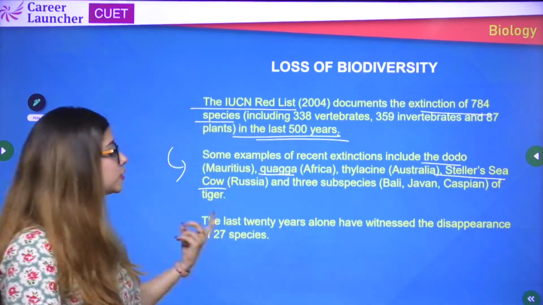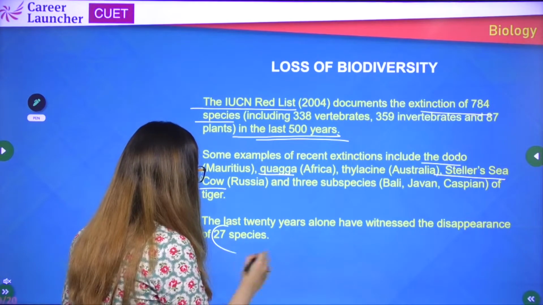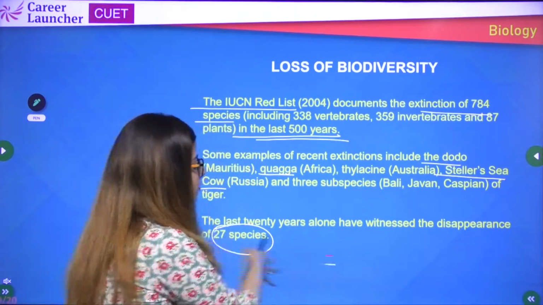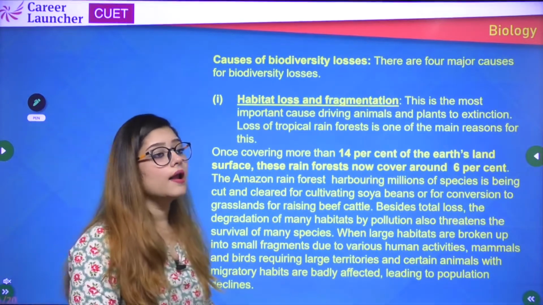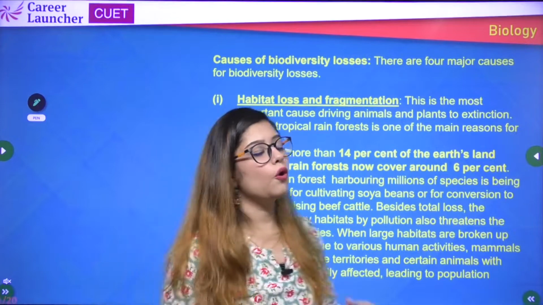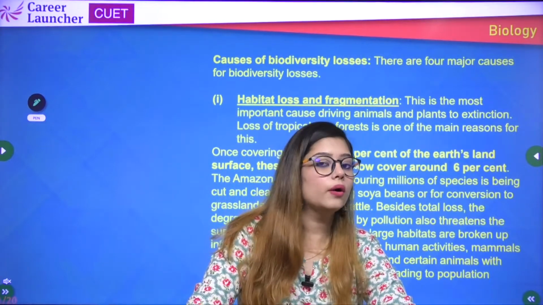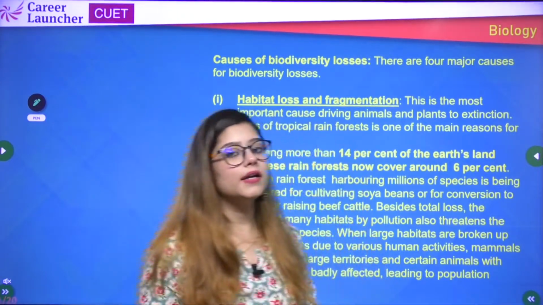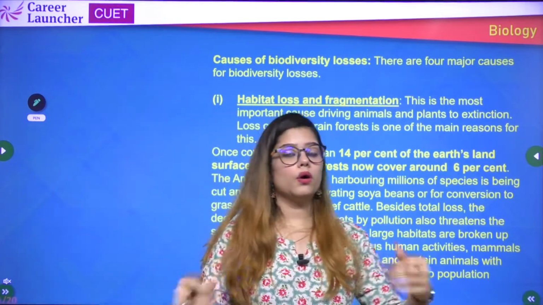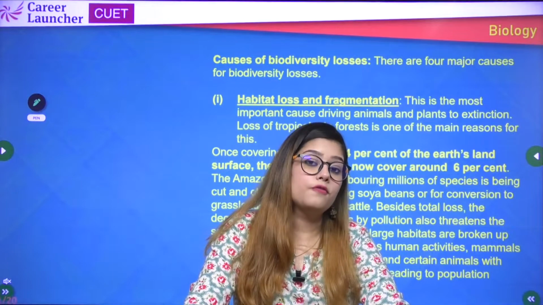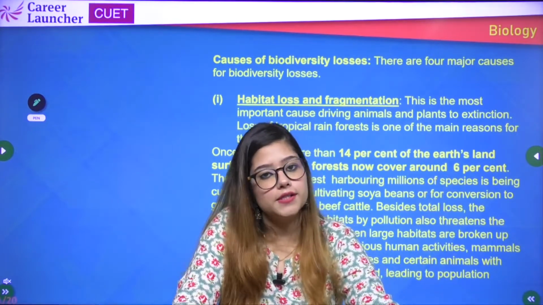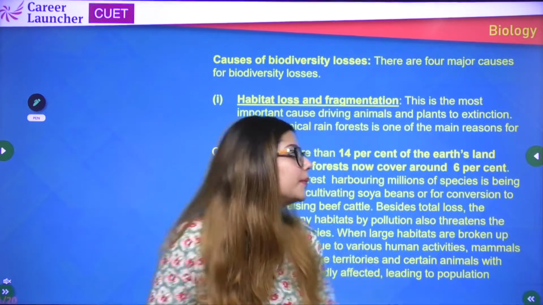Right? The last 20 years have witnessed the disappearance or extinction of 27 species. So that is a very, very alarming number if we look at it. What are the causes of loss of biodiversity? तो इन causes को हमने 4 points में divide किया गया है. There are basically 4 reasons that one has come up for the probable reasons why this loss of biodiversity is taking place at such an alarming rate.